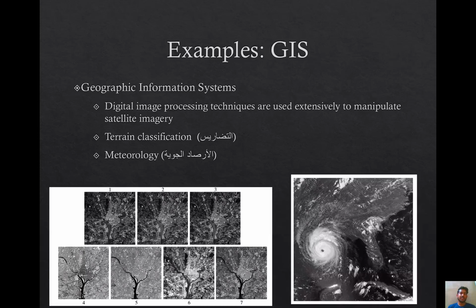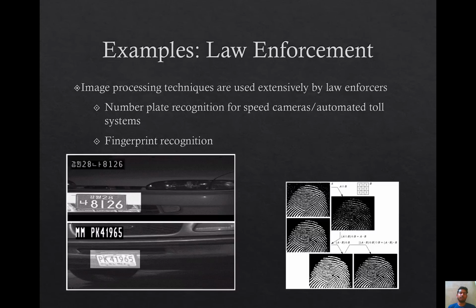In GIS, Geographical Information System, digital image processing techniques are used extensively to manipulate satellite imagery, terrain classification, and meteorology. In law enforcement, image processing techniques are used extensively by law enforcers: number plate recognition for speed cameras, automated toll systems, and fingerprint recognition.